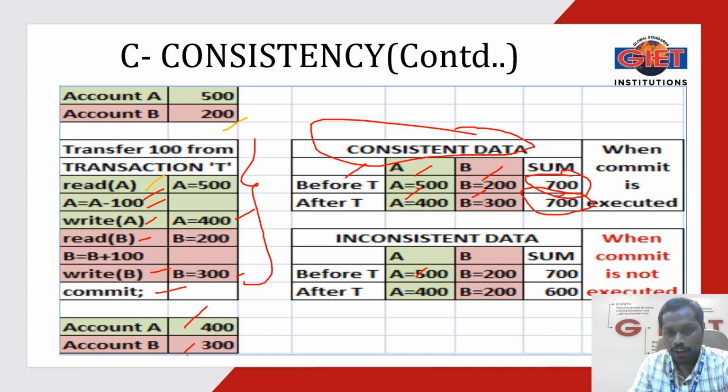So here also account A is having 500, account B is having 200, but now after the transaction account A has 400, but in between there is a failure here. The system is crashed, and after that if you compare, the amount after transaction and before transaction varies. Before transaction it was 700 and after transaction it was 600, so there is a loss of 100 which is not in account A and not in account B. So this leads to inconsistency.